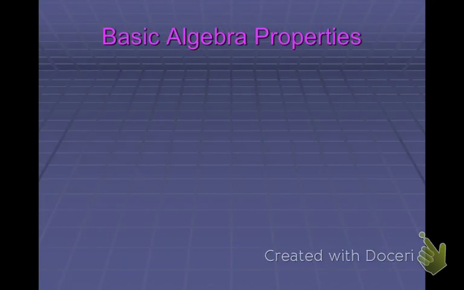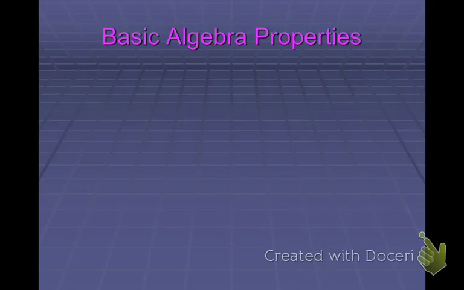So, your basic algebra properties. Whenever you were in Algebra 1 and you solved equations, you used these properties. You probably didn't write them out. But really, it's like whenever you were in geometry and did proofs, you had reasons behind everything you did.